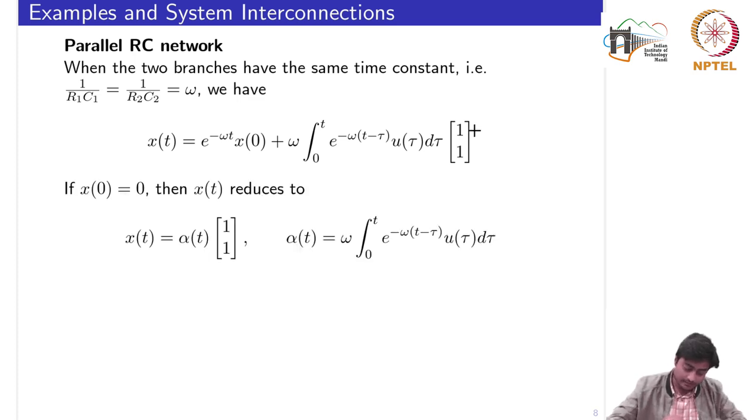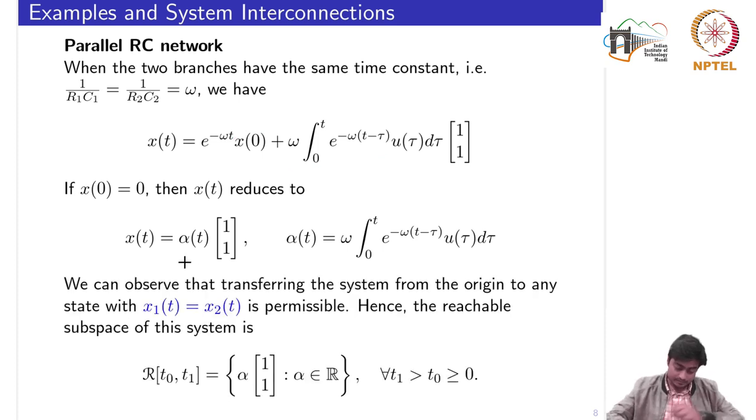So now if we apply that formula, that is to say if I put x0 equal to 0, then x of t basically reduces to this equation where alpha of t is defined by this. Here I put x of 0 equal to 0, this part goes to 0, and the remaining one, by specifying this whole part by some alpha of t, we get this simplified expression. So what it says is that there could exist an input u which could transfer the system from the origin, by putting x0 equal to 0, to any other state where the state has to satisfy this constraint, x1 equal to x2.